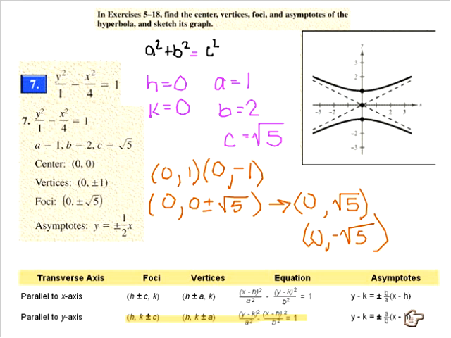And then the asymptotes, we're following this right here. You'll notice a lot of the time that we can just add k to this side, so we have y equals plus or minus a over b. In this case, we have 1 over 2. And then we have x minus 0 plus 0. So really we're just left with y equals plus or minus 1/2 x for our asymptotes. And you can see the asymptotes drawn in here. Those are these dotted lines right here. Those are the asymptotes I'm referring to.